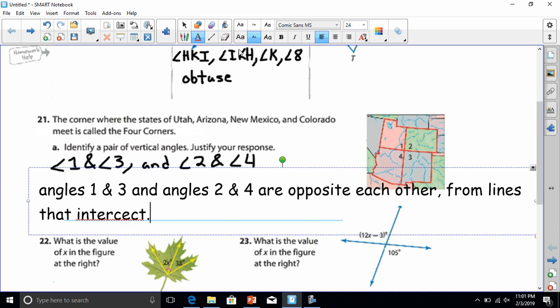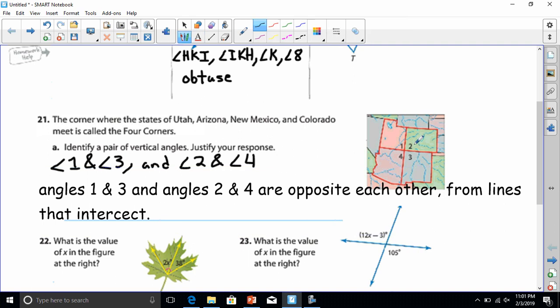Lines that intersect, and as you can see, these lines intersect, here and here, and the angles that are opposite each other, they are congruent. They are the same measure, no matter what I do. So these here with the 1 slash are equal to each other, and the ones that have 2 slashes are equal to each other. All right?